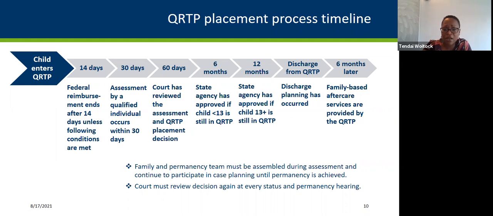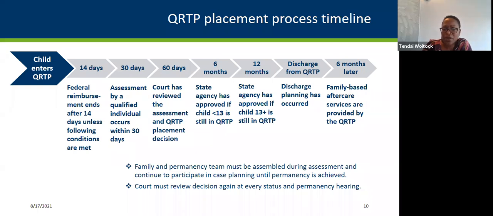It's really just saying here that if a child enters the QRTP and the following conditions are not met, then the federal reimbursement ends after 14 days. So that's an assessment by the qualified individual within 30 days, court review of the assessment and QRTP placement decision within 60 days, and subsequent extended placement court review, including discharge planning and identified family-based aftercare services during the 6 months after discharge.